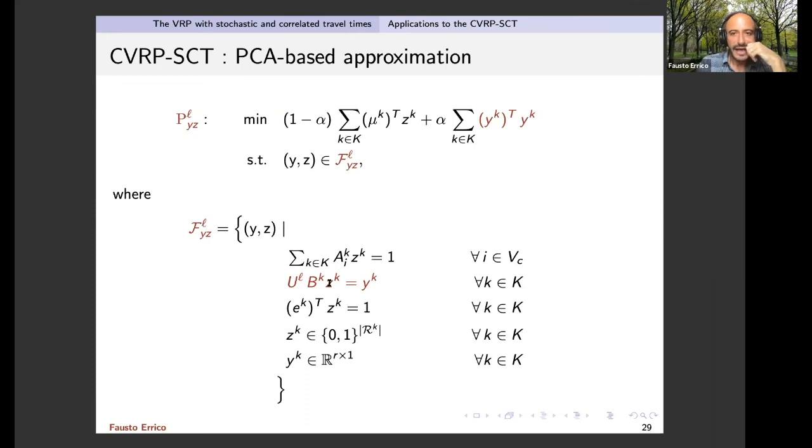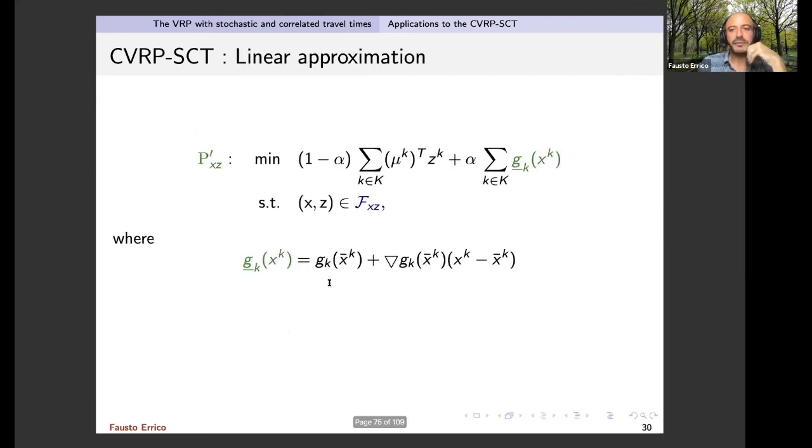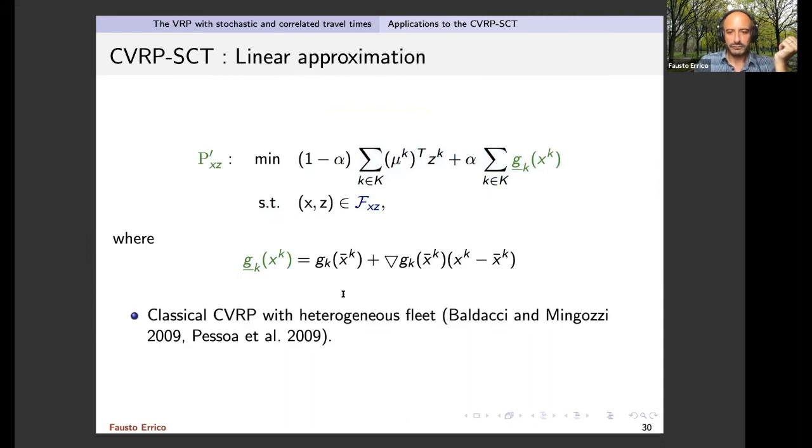Instead, for the linear approximation, the model is simply a linear objective function, where G is the subgradient obtained at one given feasible solution. And this is basically a classical CVRP with a heterogeneous fleet.